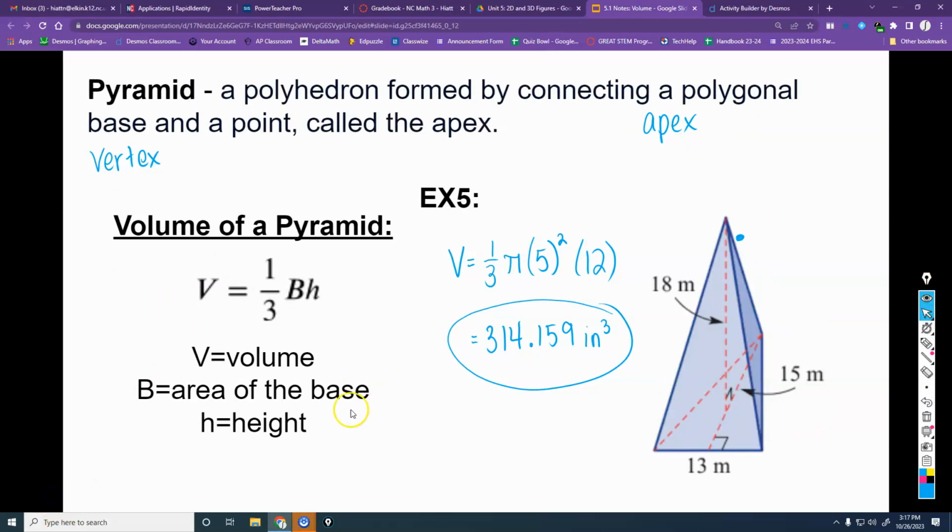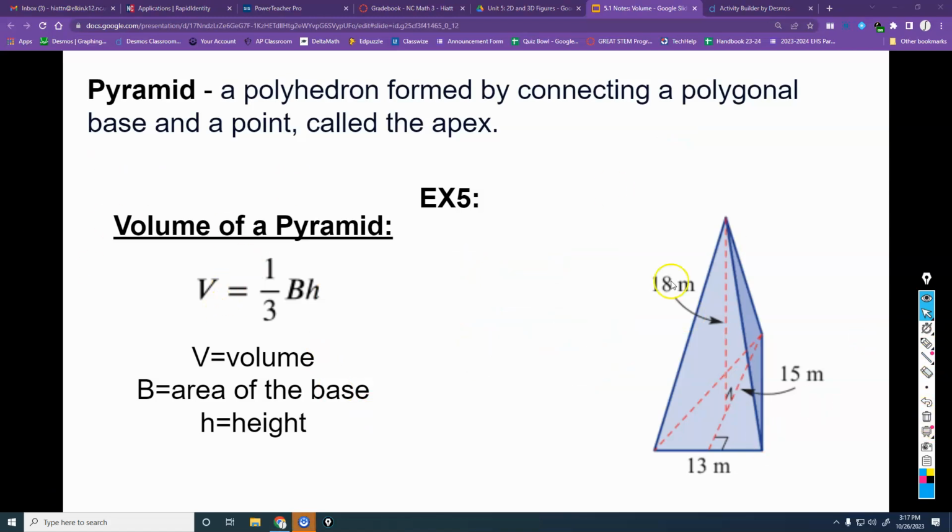Pyramids are going to be very similar to cones. Pyramids, much like the cone, are going to have this 1/3 right here. So if we have a pyramid and a prism that have the same base and the same height, then it would take 3 of those pyramids to fill up the prism as well. So our formula is 1/3 area of the base times height.